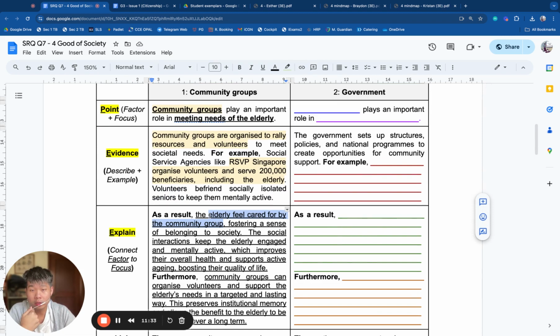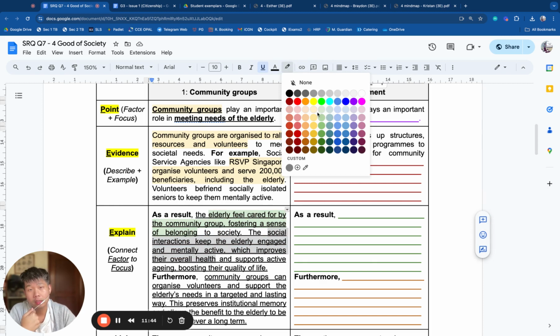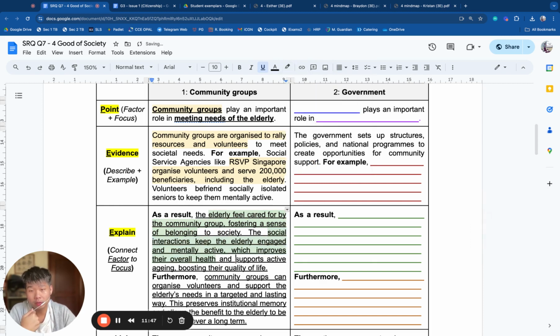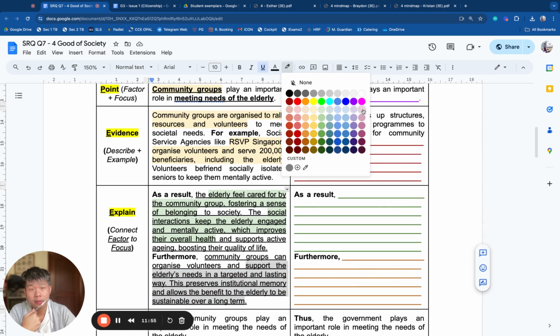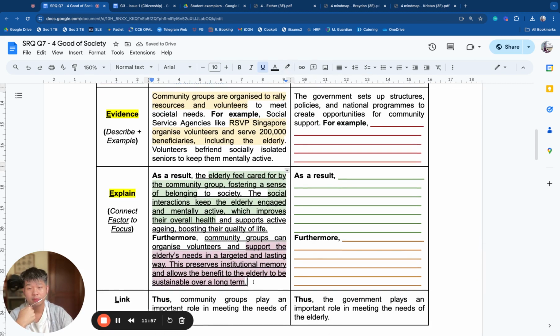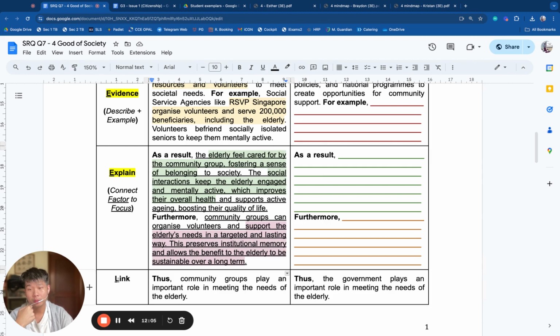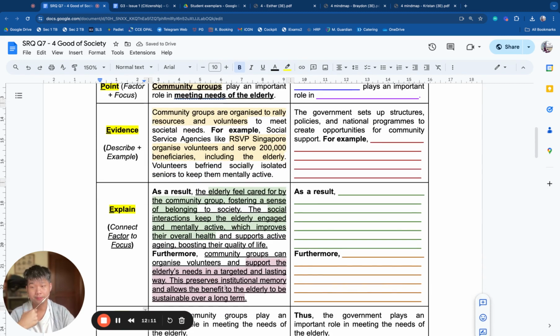Well, the elderly needs are met because they feel cared for. Now they feel a sense of belonging. And furthermore, the social interactions keep them engaged and mentally active, which improves their health. So the need I'm meeting here is health, active aging, quality of life. And furthermore, because the community groups organize the volunteers in a targeted and lasting way, the benefits are going to be sustainable and long-term. So elderly needs are being met continuously. And thus, community groups play an important role in meeting the needs of the elderly. That is your first PEEL argument gone downwards.